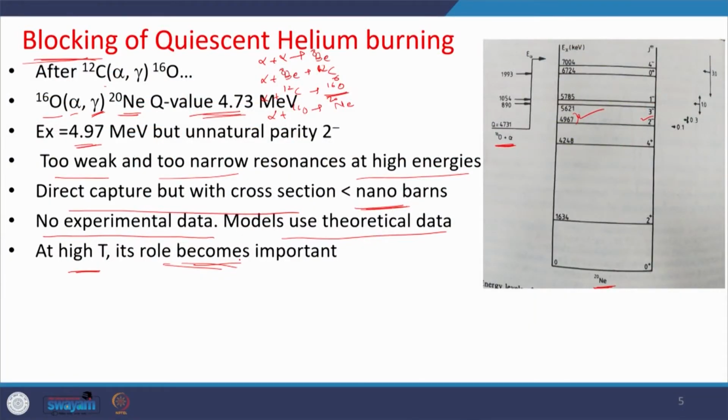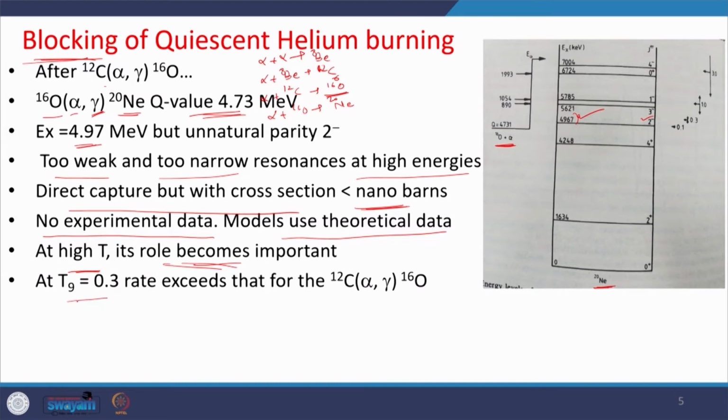However, as temperature goes up, at high temperature the oxygen plus alpha reaction plays a very important role. Alright. For example, when you go to 0.3 gigakelvin, the rate of reaction exceeds even the alpha plus carbon 12. Alright. Only at very high temperature in very massive stars can this kind of reaction happen. So, because of the properties of the resonances, the properties of the energy levels in neon 20, the blocking of quiescent helium burning is happening. This one has to be understood and remembered.